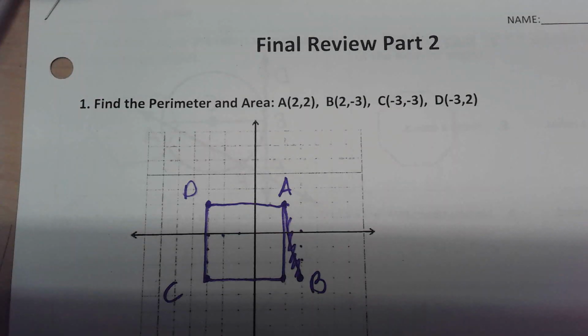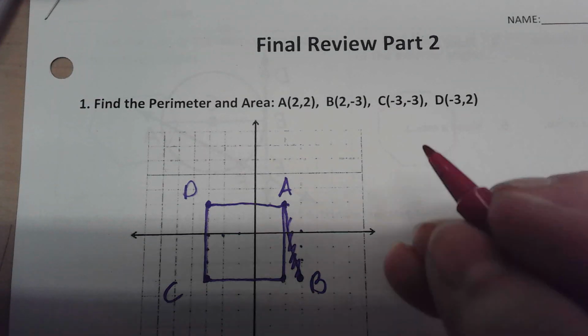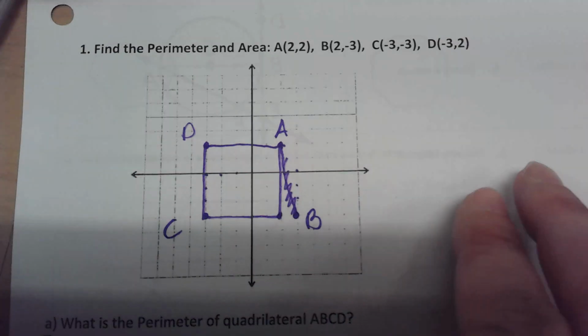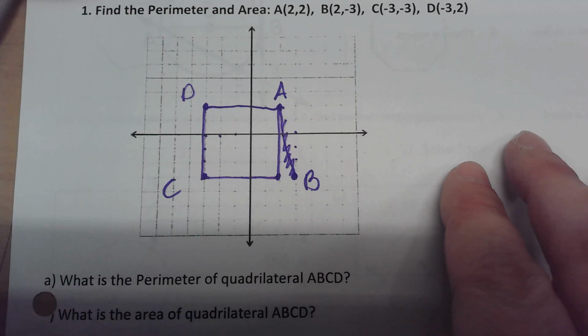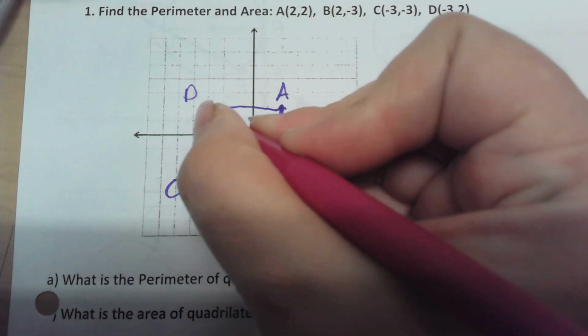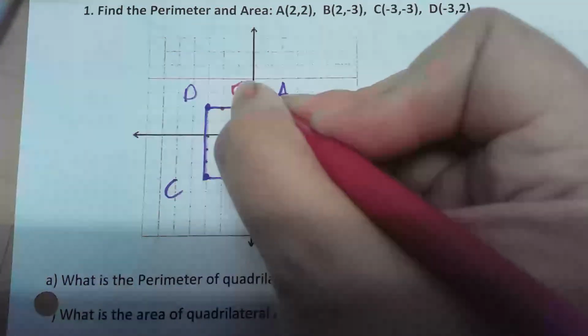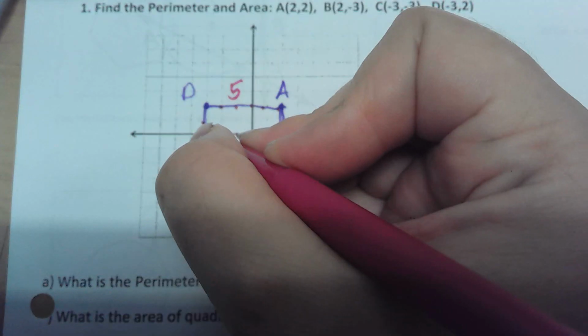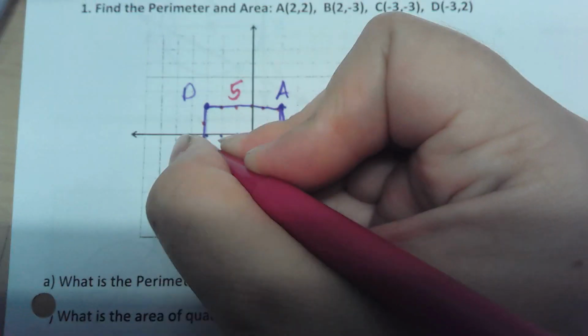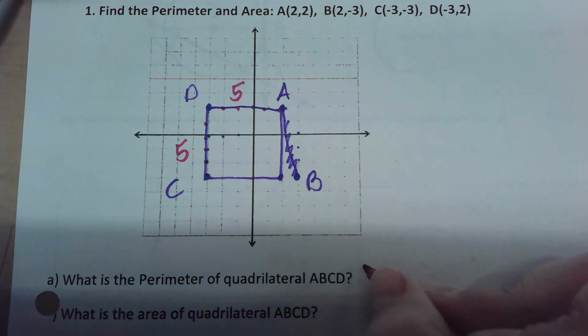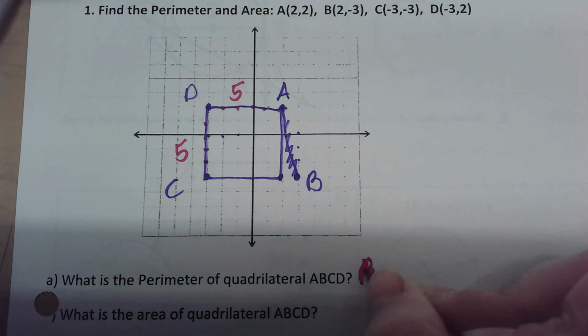So everybody, it says to graph these. So we graph the points. It says find the perimeter and area. So what's the perimeter? We can just count. 1, 2, 3, 4, 5. Okay, and then 1, 2, 3, 4, 5. So perimeter, and this is a square.